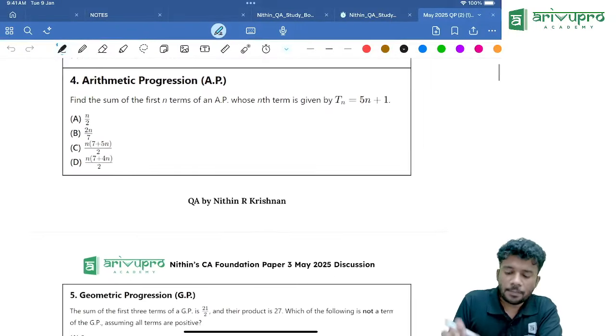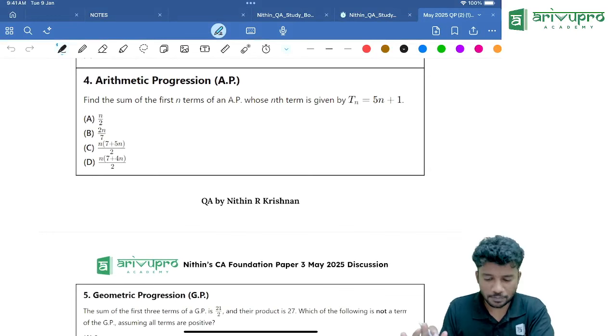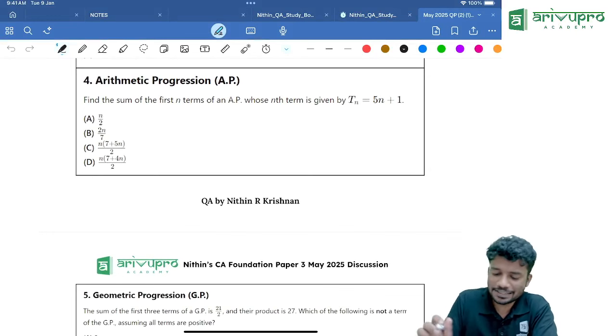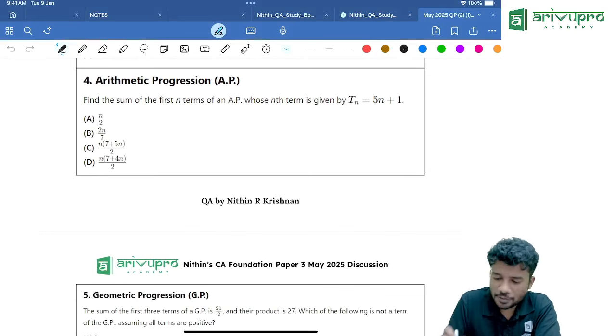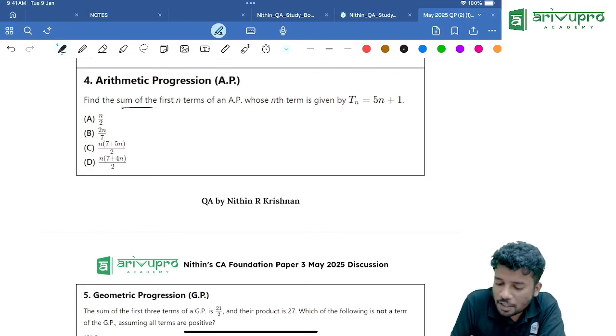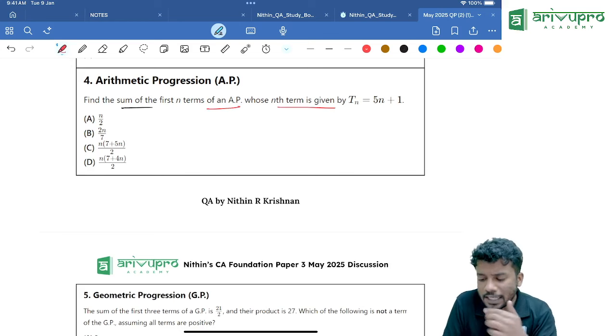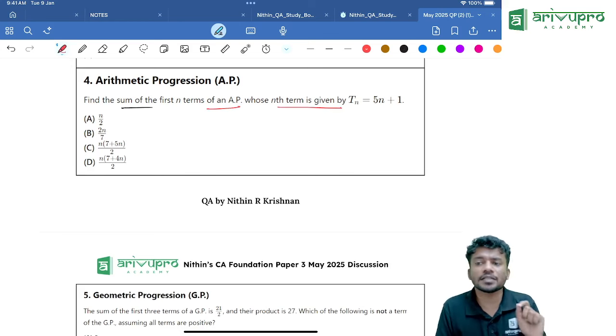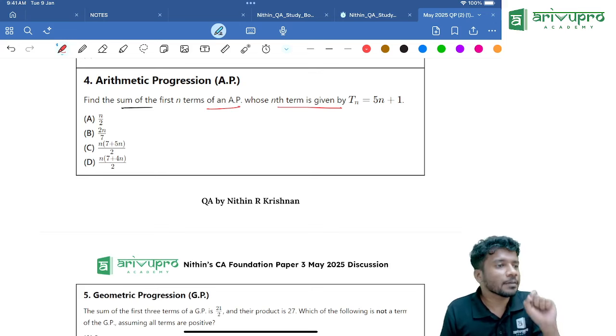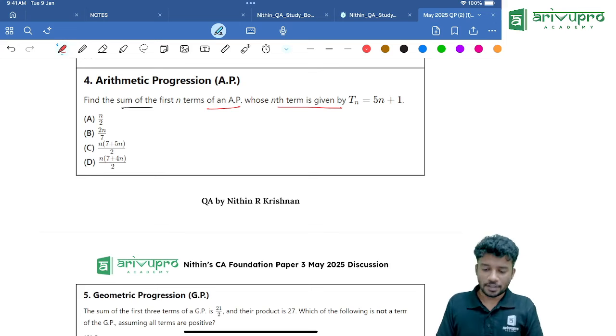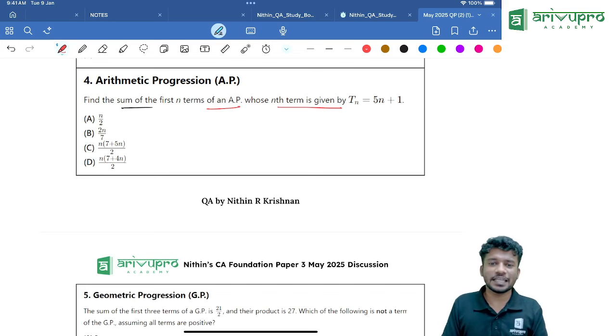So this is the May attempt question from our chapter 6, sequence and series. Now the first one is a question based on AP. Find the sum of first n terms of an AP whose nth term is given by Tn is equal to 5n plus 1. How to find this? Any easy method, people?